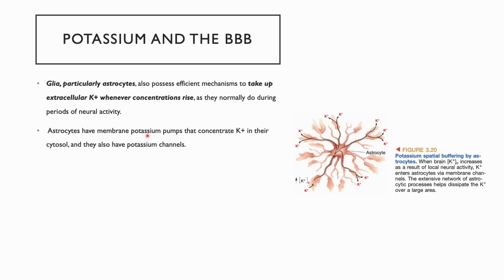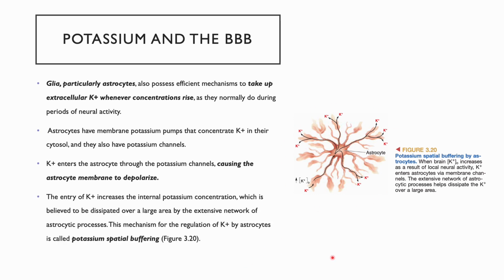Astrocytes actually have membrane potassium pumps that concentrate potassium in their cytosol. So thus, they have potassium channels of their own, just like neurons. And potassium enters the astrocyte through these potassium channels, causing the astrocyte's membrane to actually depolarize. So the entry of potassium increases the internal potassium concentration in astrocytes, which is believed to be dissipated over a large area by the extensive network of these astrocytic processes.